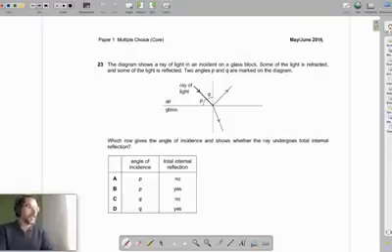23 now, May, June 2016, goes like this. The diagram shows a ray of light in air incident on a glass block. Now we have light traveling from air into glass, okay? Some of the light is refracted down here, and some of the light is reflected up here. Two angles P and Q are marked on the diagram. Which row gives the angle of incidence and shows whether the ray undergoes total internal reflection?